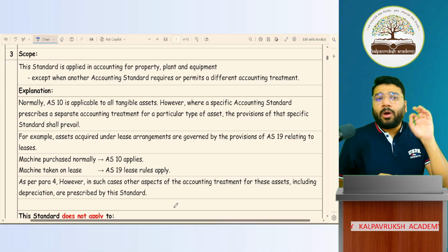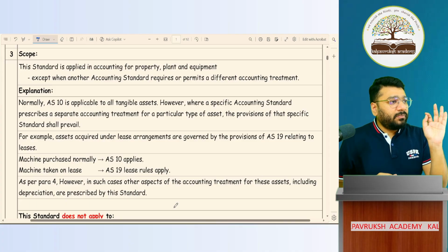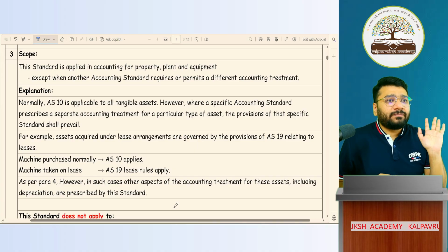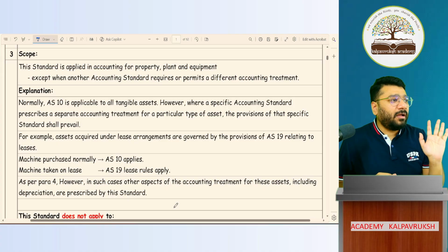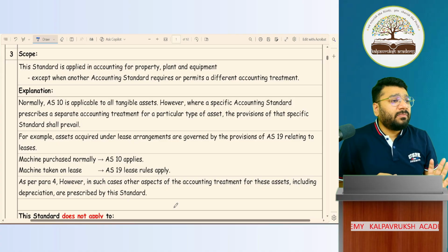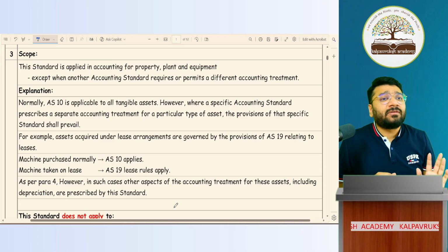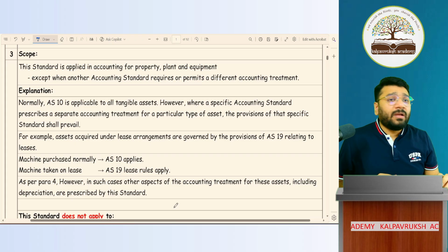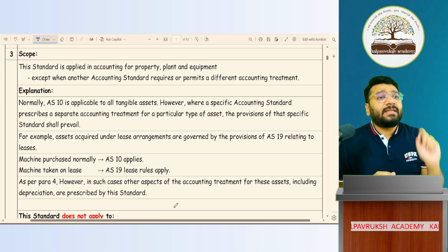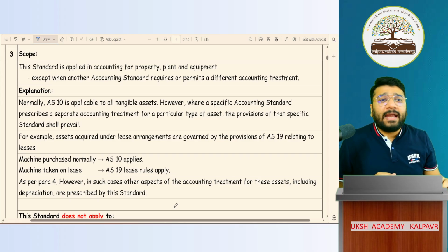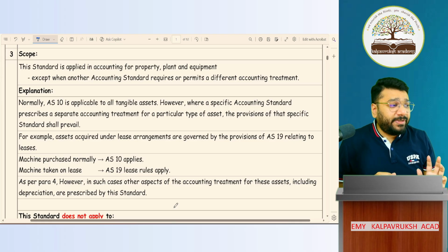Generally, for all property, plant, equipment, all the PPE, accounting standard 10 only will be applicable. There are some exclusive standards, which will give guidance about that PPE. So that exclusive standard has to be first preferred. For example, I gave you machinery, PPE purchased on lease or obtained on lease. For that, there's a separate standard that is governing, which is accounting standard 19. However, the other elements of that PPE, such as depreciation, will be governed as per AS 10 only. Got it?